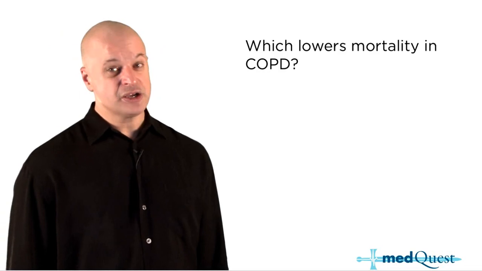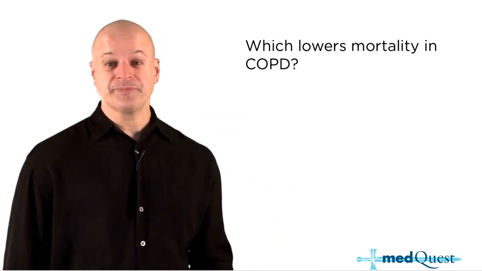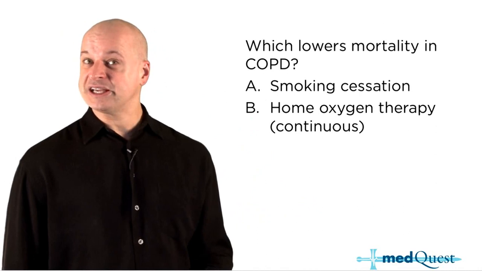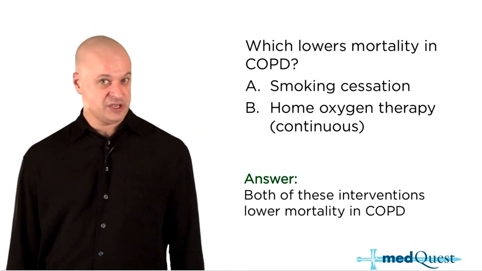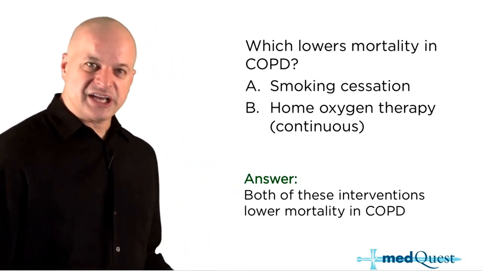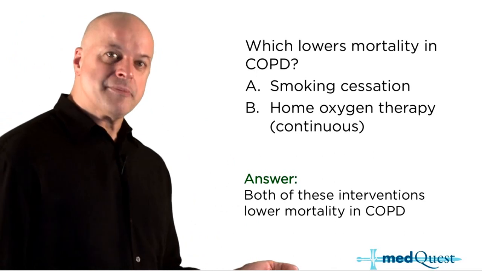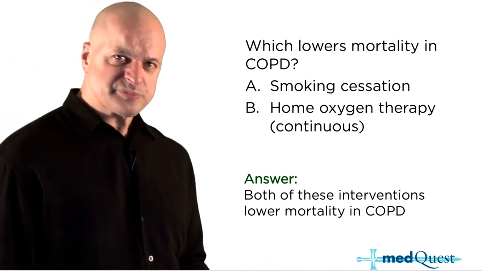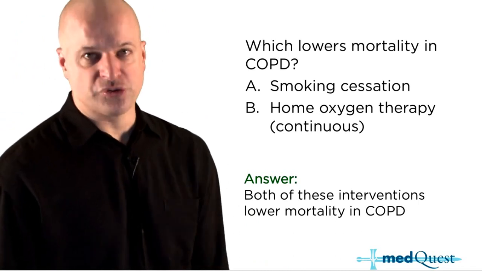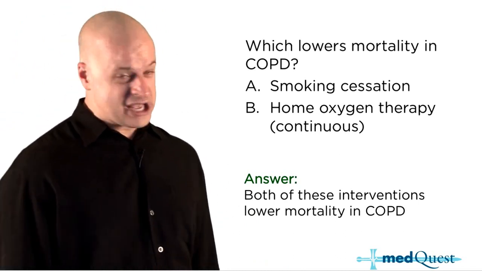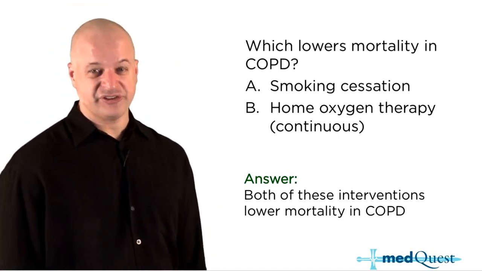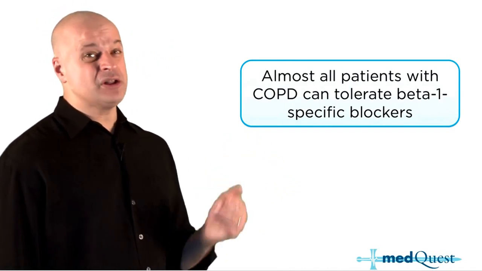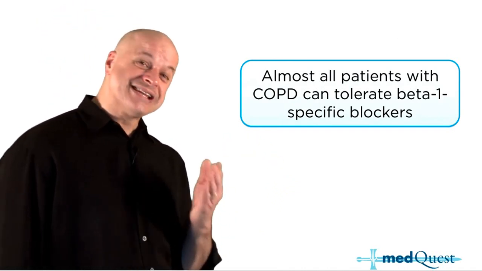And it lowers mortality. Which of these lowers mortality in COPD? Stopping smoking or home oxygen? The answer is both. I'm saying it again because this is one of the most important things. Interestingly enough, it's actually much better than albuterol. Albuterol doesn't lower mortality as much as oxygen and knocking off your smoking, Mr. Chimney Face. Okay? Almost all of these people can tolerate beta-1 specific drugs. That's why if you need one for your heart, you'll use it.